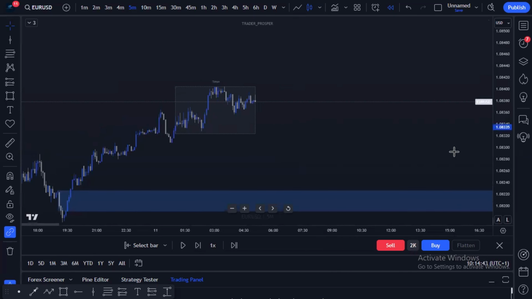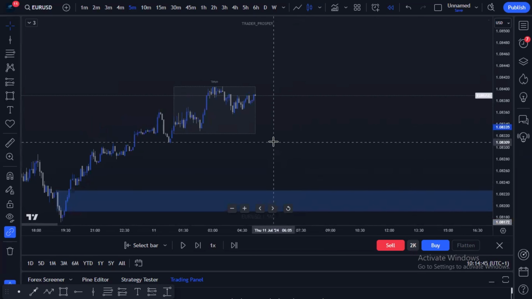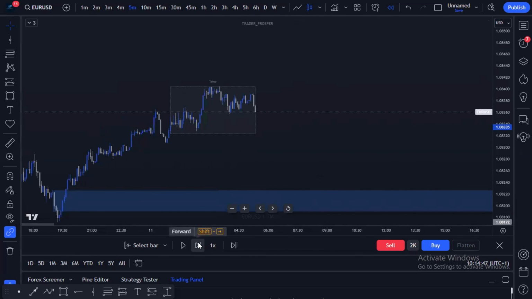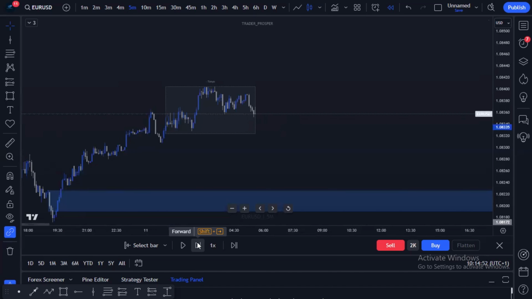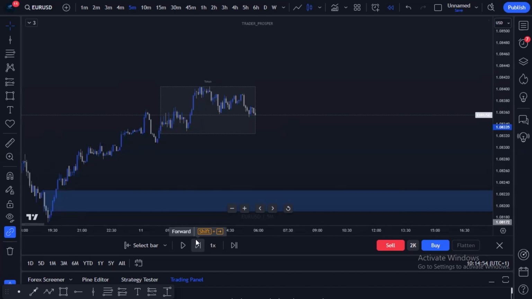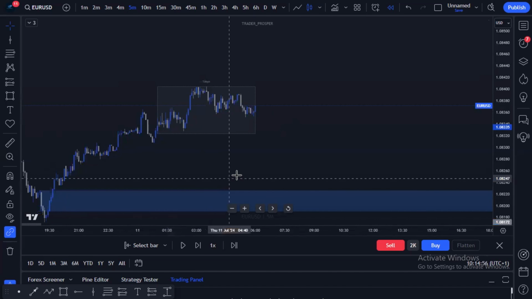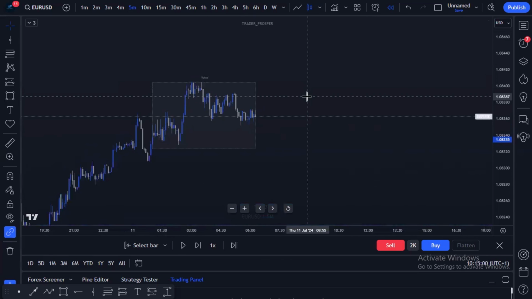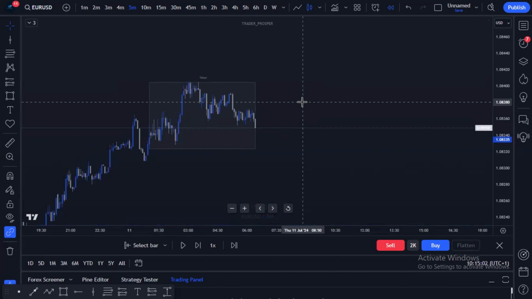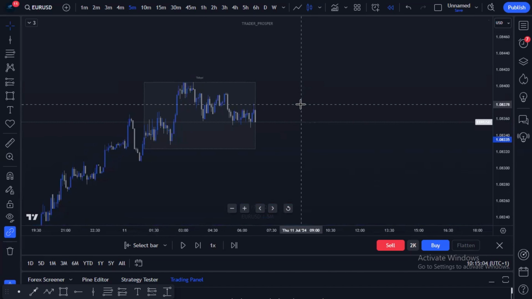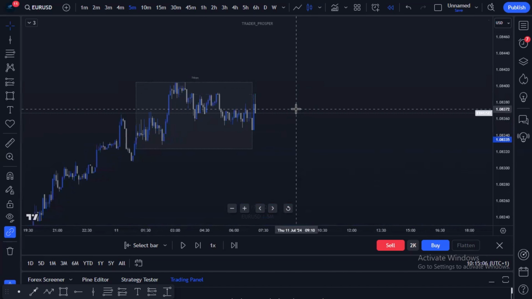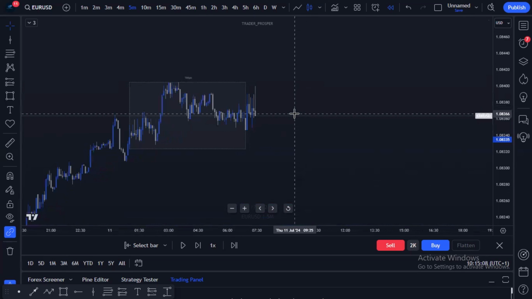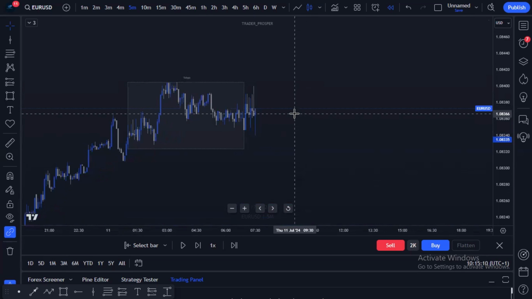Okay. The Asia section range. Remember, we always wait for the range to complete, right? We don't rush into the market. Don't rush into the market. This is what happened.